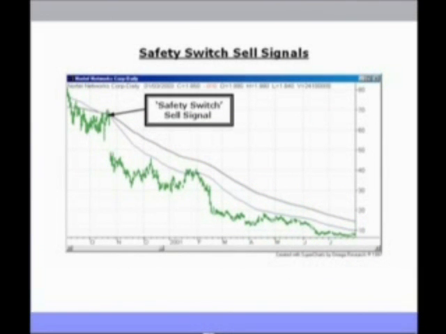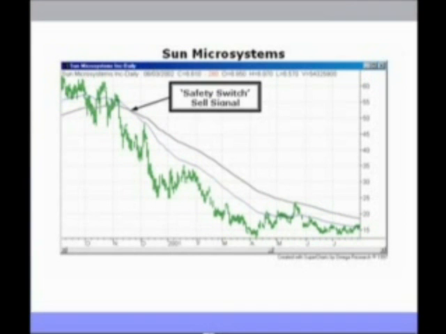Here's another example of the safety switch sell signal. This was for Nortel Networks. The 40-day crossed below the 80-day at around the $60 level, and as you can see, it stayed in a downtrend and would have saved you from considerable losses following the strategy. And again, once that 40-day crosses below the 80-day, you don't want to buy the stock until the 40-day crosses back above the 80-day, because you don't know how long or how steep the decline is going to be in the price.